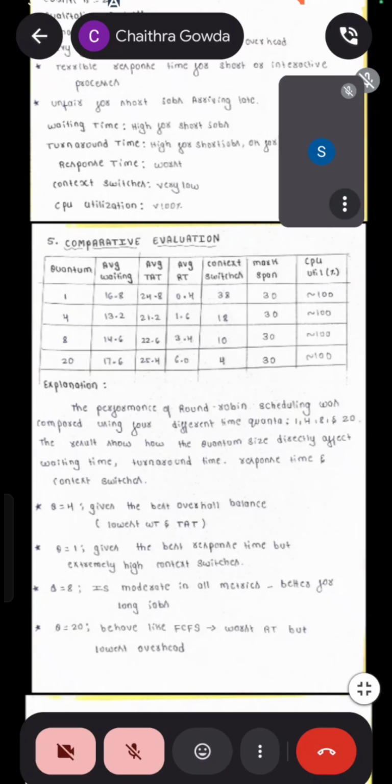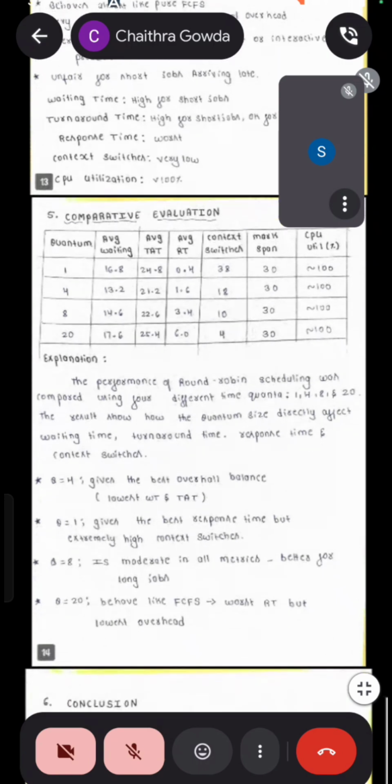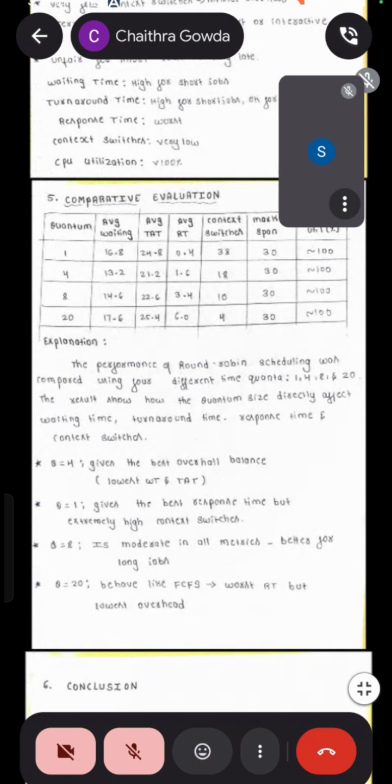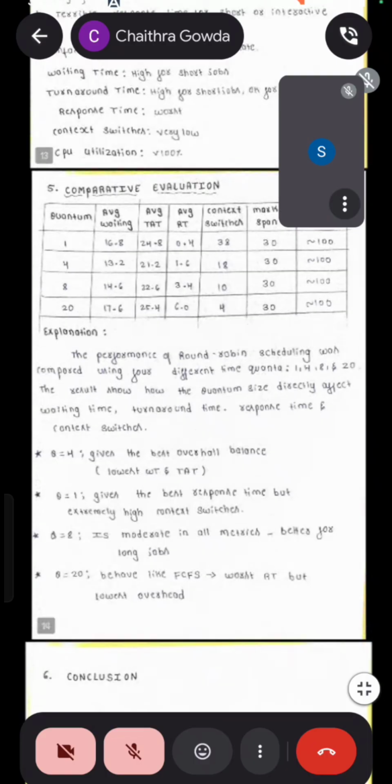Here quantum 1 is 16.8, it is a table of this topic. Evaluation: quantum equal to 4 gives the best overall balance. Quantum 1 gives the best response time but extremely high context switches. Quantum equal to 8 is moderate in all metrics, better for long jobs. Quantum 20 behaves like FCFS, worst RT but lowest overhead.